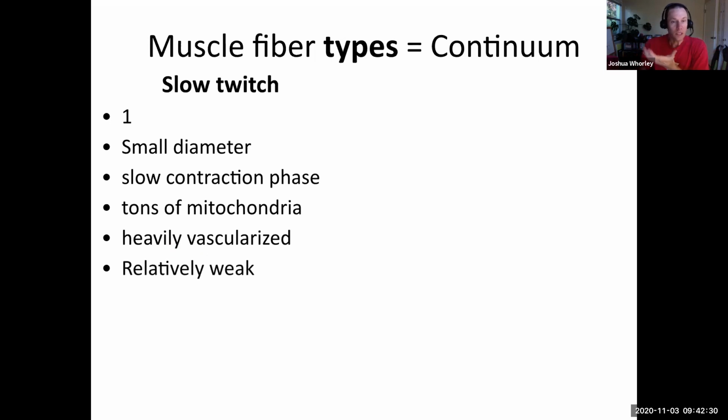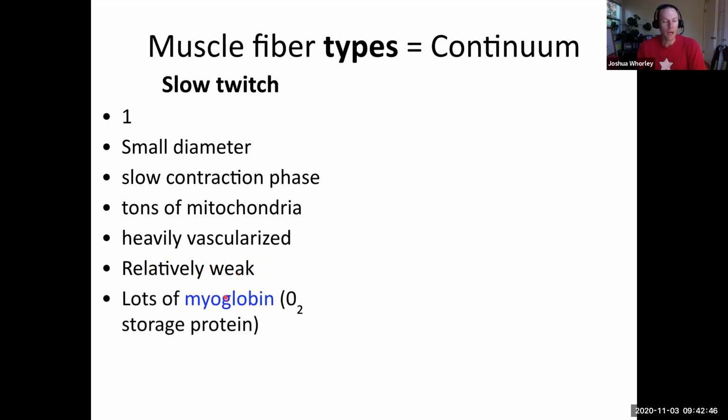It's relatively weak. When physiologists challenge these type 1 fibers with a weight and ask, let's contract it, and can you move this weight? It turns out they're relatively weak compared to other fibers. And they have lots of myoglobin.